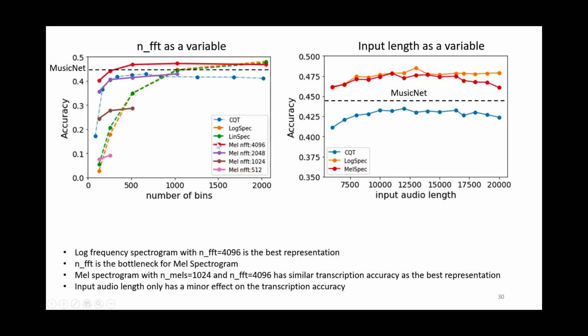For other spectrogram types like log spectrogram, you can see if we have a really low number of bins, then the performance is really worse. But if we keep increasing the number of bins, we are increasing the resolution on the time axis, on the frequency axis. That's why we get a better transcription result. And we can also explore other parameters like the segment length. But according to my experiment, the segment length doesn't affect that much.